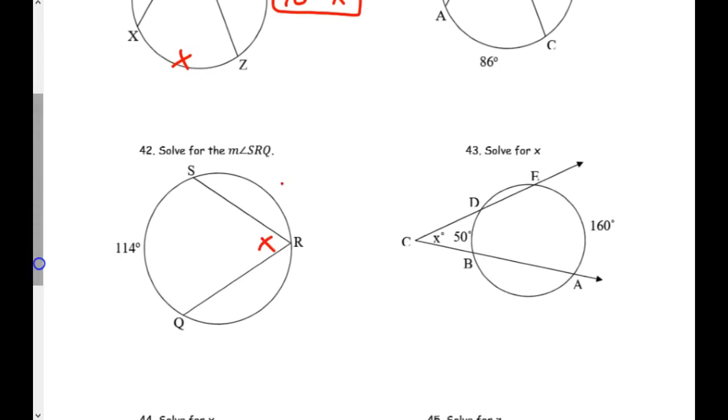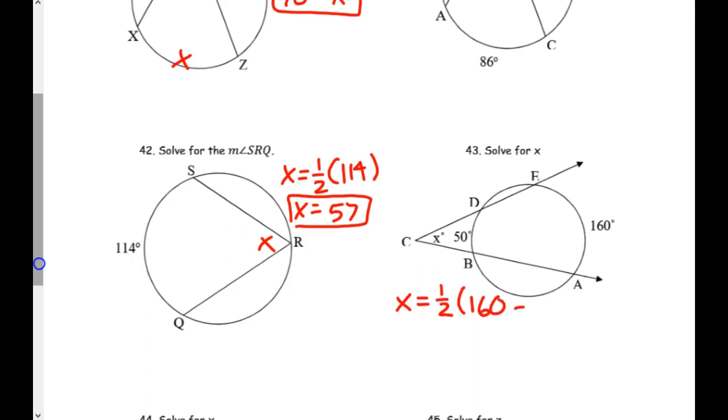The angle equals 1/2 the arc. Half of 114 is 57. So on this one, again, you get to use your formula chart. Outside angle equals 1/2 big arc minus small arc. So we need to get 1/2 of 110, which is 55.